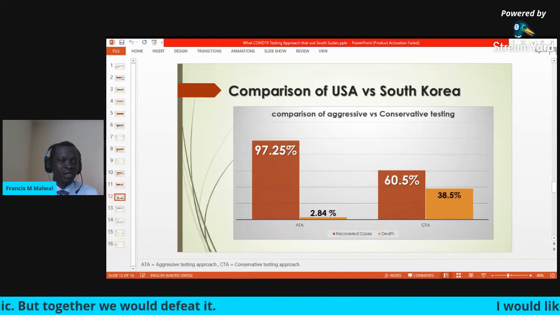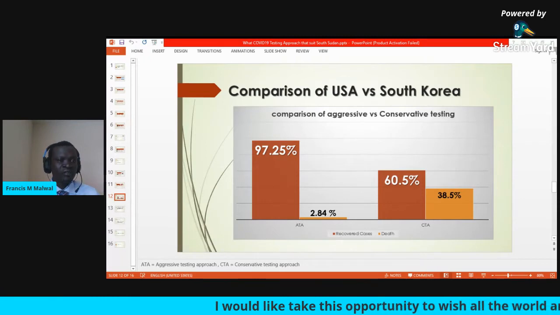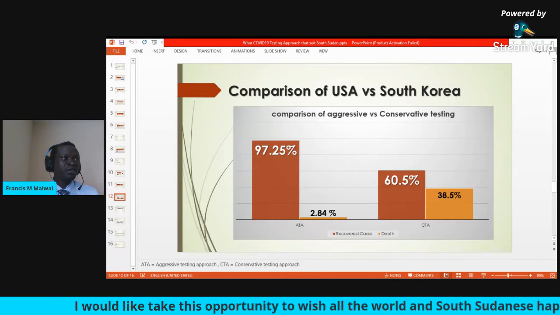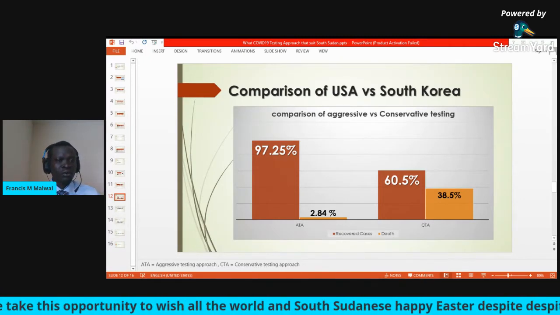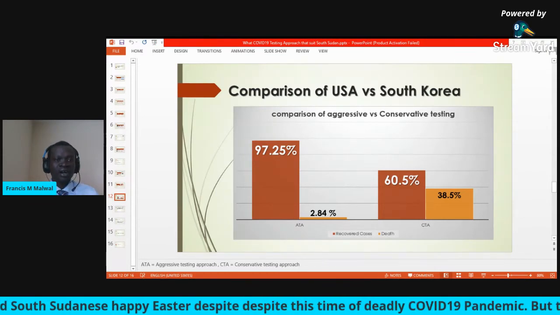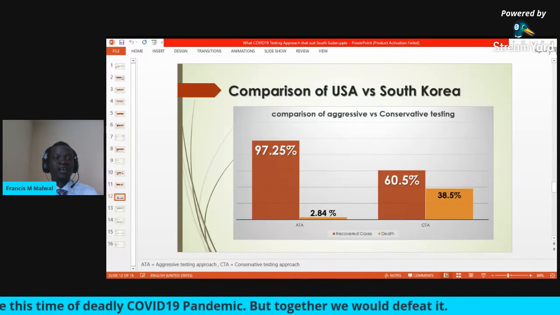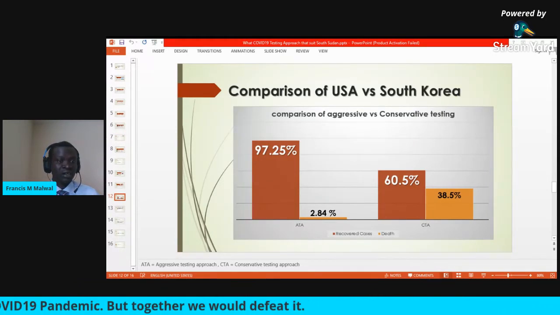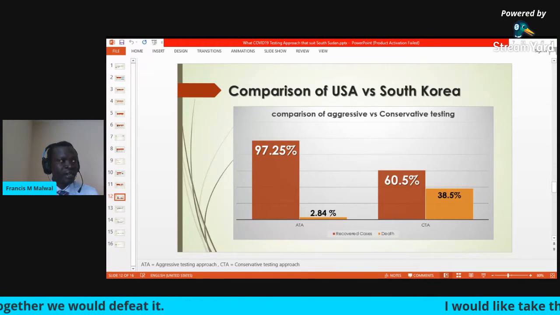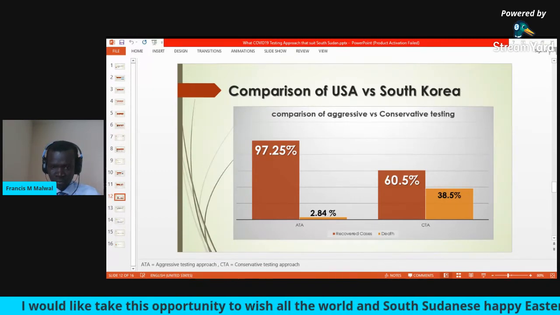This is an indication that a country that wants to save the lives of its people has no reason to opt for the conservative testing method, because it has a very devastating result. And this aggressive method is actually the best method that any country should use.